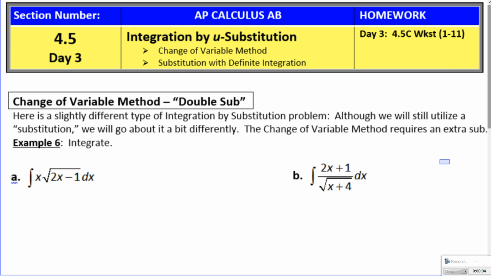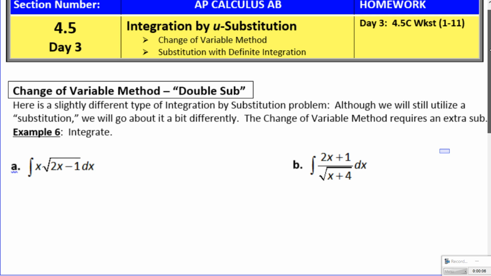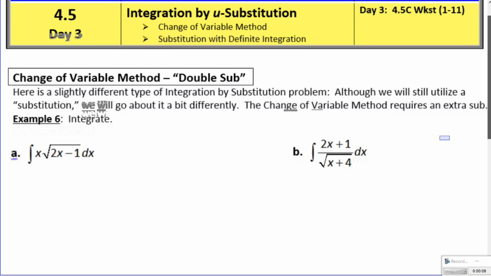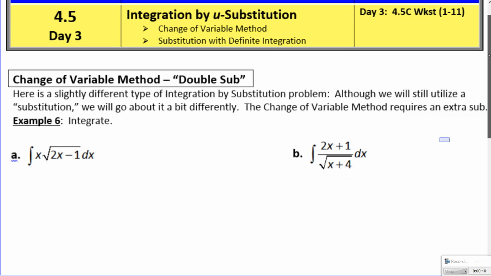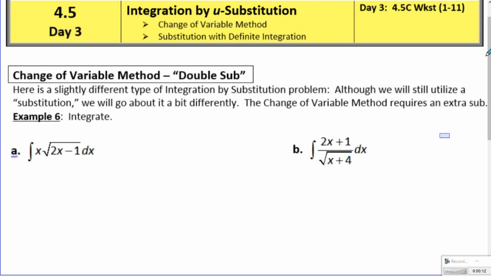Hello, let's look at section 4.5 today, the day 3 one. We've been working on U substitution, and today I want to go through some more of the difficult problems. So we're going to look at kind of a change of variable method. What does that mean? We're going to look at that.